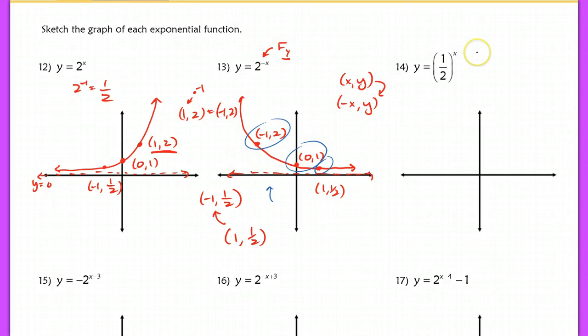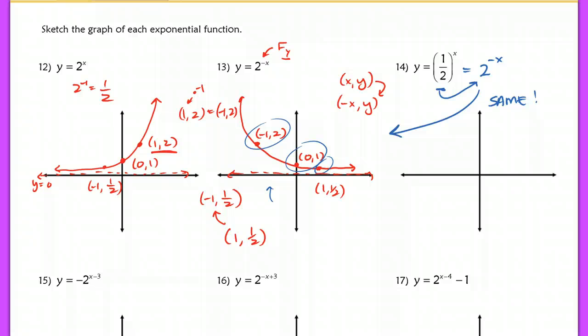Now in y equals 1/2 to the x, we could rewrite this as 2 to the negative x power, right? This works just based off of our exponent rules. So this graph is actually the exact same as graph number 13. So I'm not going to take the time to graph this. This is the whole important point, though, that you need to be able to recognize that and rewrite that as an equivalent exponential equation.